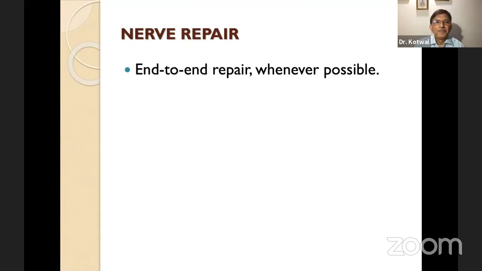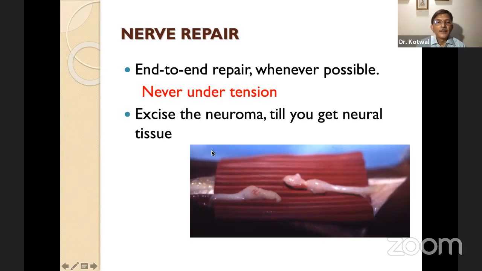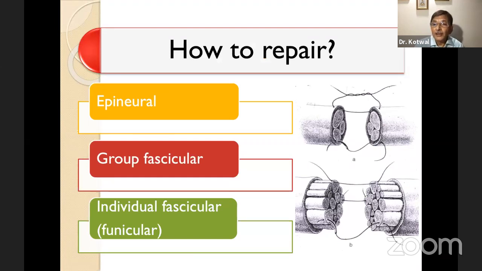In nerve repair, the best is to do an end-to-end repair whenever possible, but never under tension. If you see a scenario like this, an old injury, that's the nerve, and you have a neuroma there, then it is essential that you excise the neuroma till you get to the neural tissue, and then do a nerve repair or a nerve graft, as the case may be. What are the types of nerve repair? It can be epineural. Dr. Dhal has shown some beautiful examples about that.